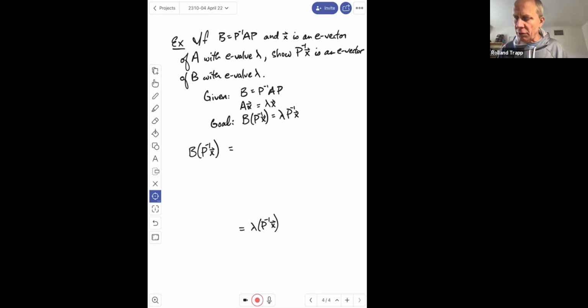It's not like I can look at that and say, oh, I know how to do this. So if I'm wondering what to do, I'm going to go back to what's given. And I'm going to ask myself, is there anything in the given that will help me figure out what this is? So this is like my given 1, and this is like my given 2. Given 1 is B is P inverse AP. Given 2 is AX is lambda X. Is there any way that either of those could help you start calculating this product?